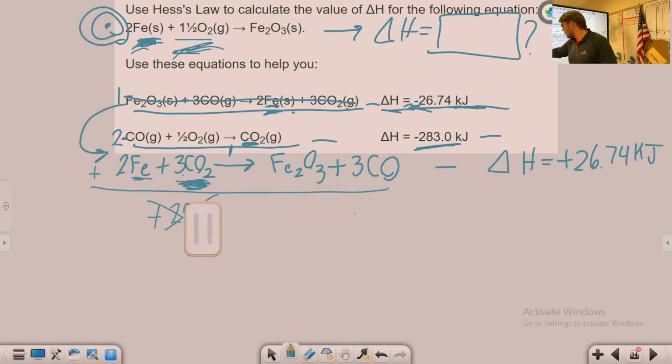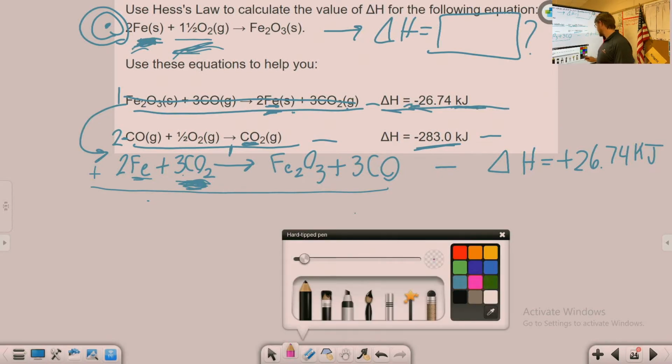So we need to come up with another alternative. How can we make it so that we can subtract 3 from 3? How do we get 3 CO2 in reaction 2 to subtract? Well, we would need to multiply the entire reaction.